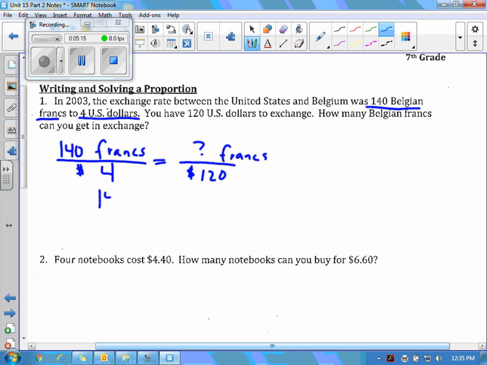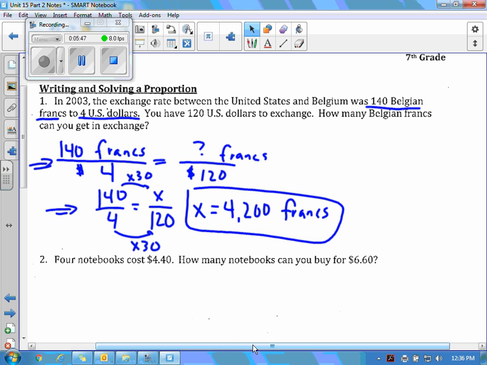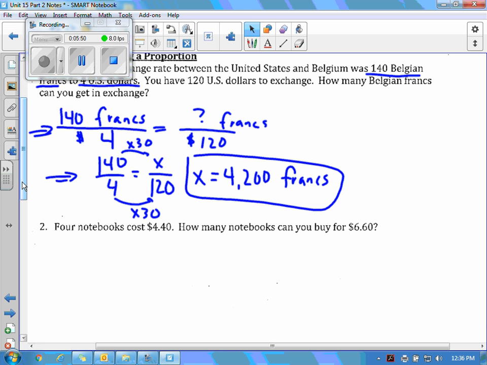So I can rewrite this as 140 over 4 equals x over 120. If you notice, I wrote it with the units at first, and then I wrote it without the units. I can use either method to figure this out. I'm going to use equivalent ratios. So 4 times 30 is 120. That means I need to do 140 times 30 to solve for x. When I do that, I'll get 4,200, and that's going to be in francs. 4,200 francs. I could have used the algebra method if I wanted to. Number 2 on the word problems, I'm going to leave for you guys this week.